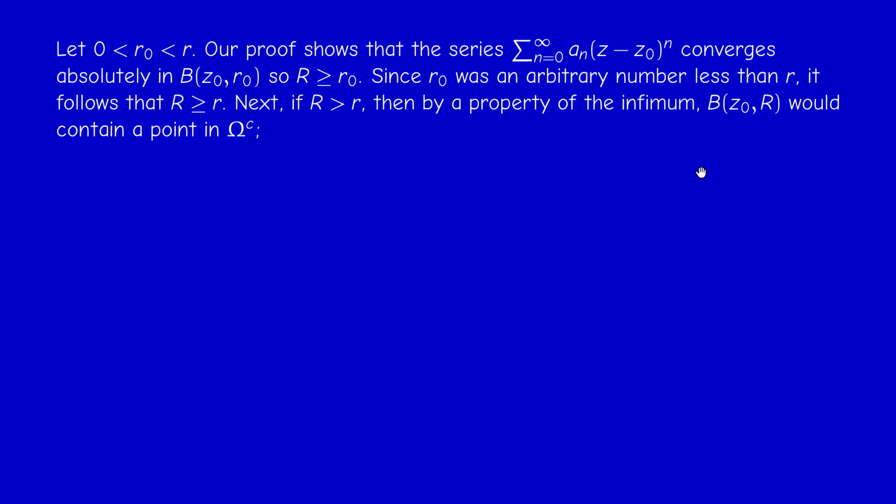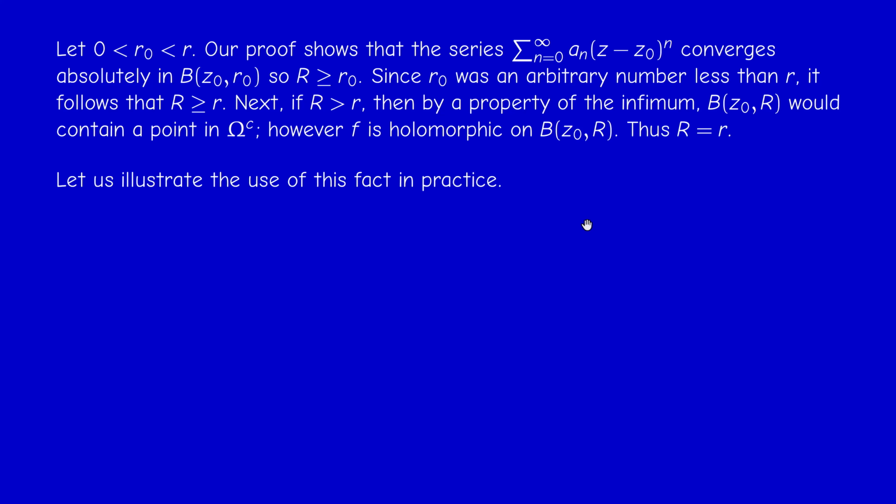So what does it mean? It means that there exists a point inside this disk, a point in omega C, if you go back to the definition. And this is a contradiction because F is holomorphic on the disk of convergence, so it cannot contain a singular point. So therefore we have equality. So we can conclude that the radius of convergence is the distance from Z0 to the set of singular points.